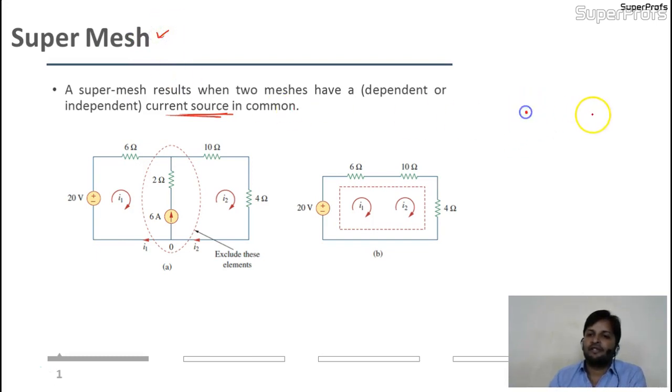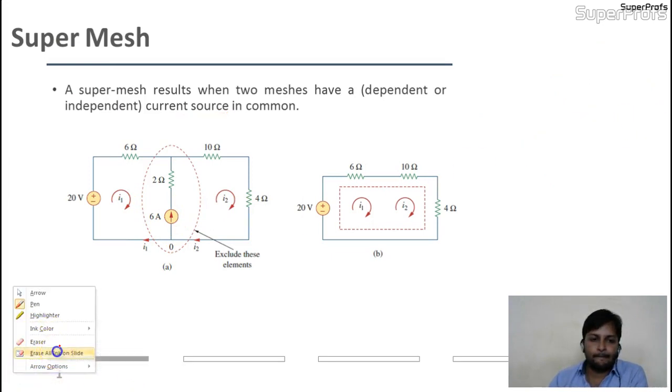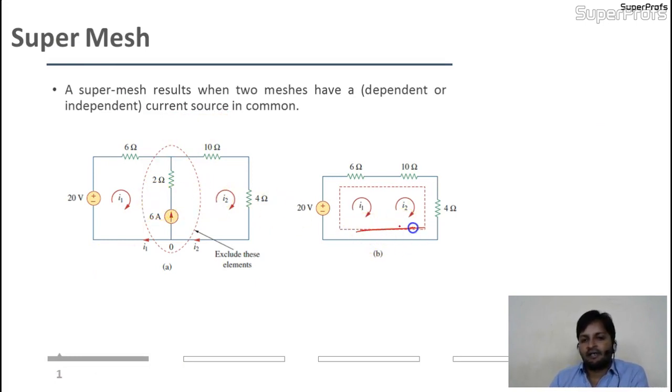In the super node, we have seen that between two nodes A and B, if one independent or dependent source occurs like this, we consider these two nodes as a super node. In the same way, if between two meshes we have one independent or dependent current source, then we can apply the super mesh concept. Now for these two meshes, we can consider only a single mesh like this.